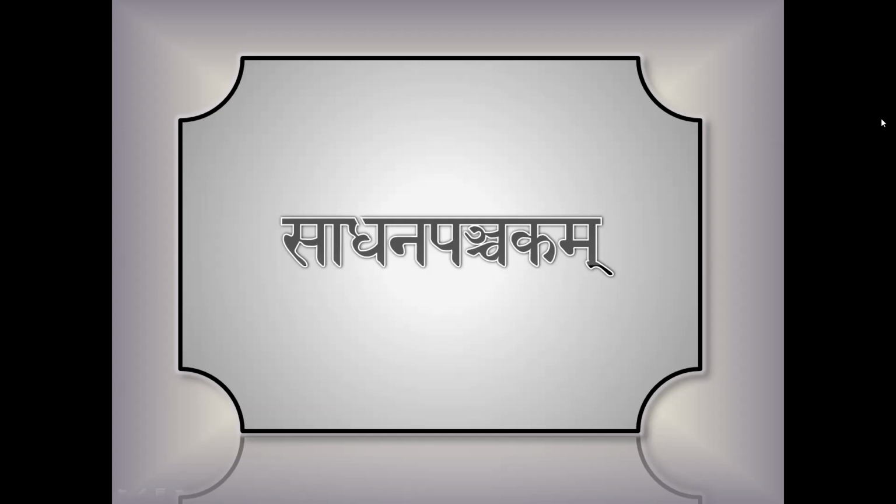Then asteyam. Steya is to steal. Asteyam means not possessing any form of wealth illegitimately. That is asteya, non-stealing. Brahmacharya, desisting from any illegitimate relationship. Then aparigraha, avoiding possession of anything, not only wealth, anything more than what one requires.